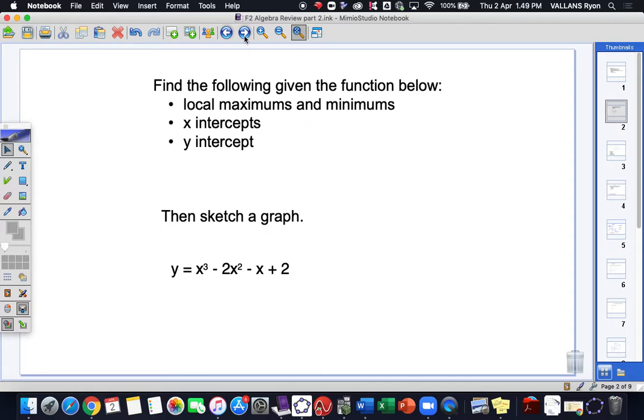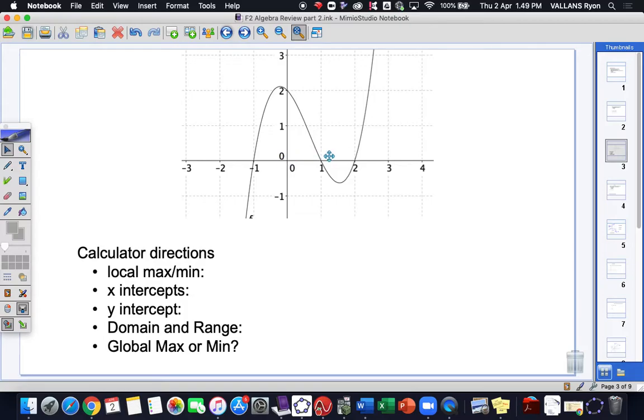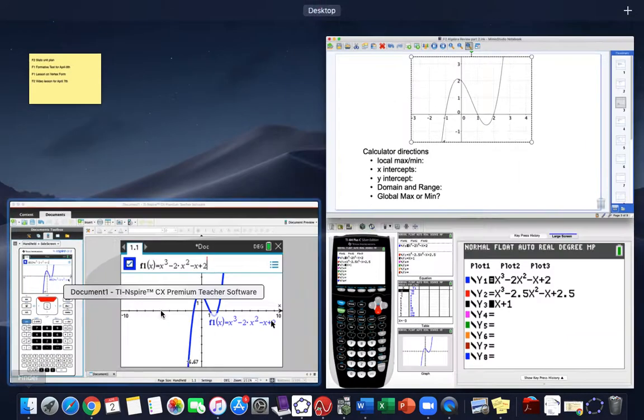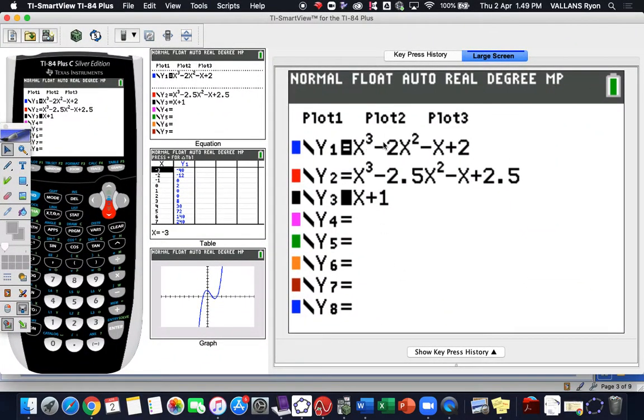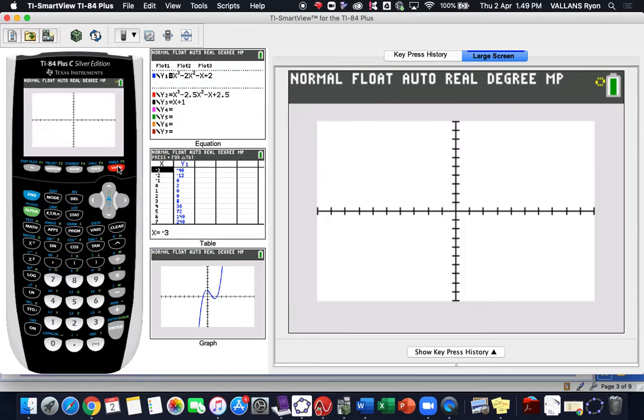Okay, if you're still with me, then I'm going to assume that you want to know how. So if I put it in the calculator, and I'll start off with the 84, ignore that bottom part, it'll come up later. We go into y equals, put in x raised to the third power minus 2x squared minus x plus 2. Then we graph it. We end up with that.